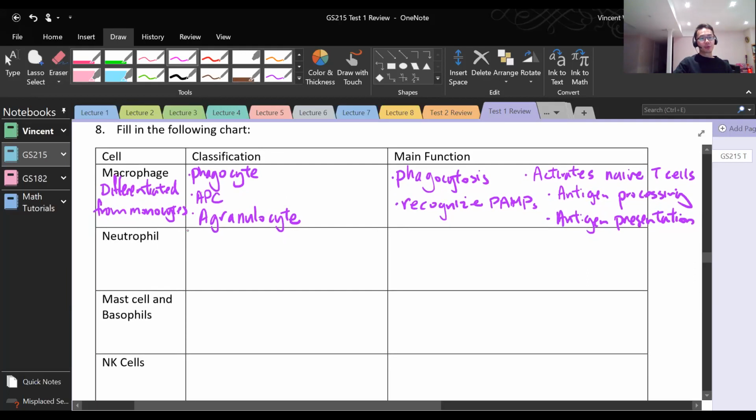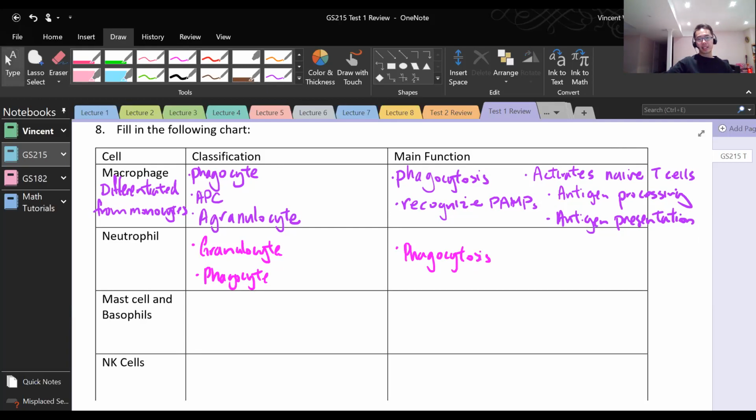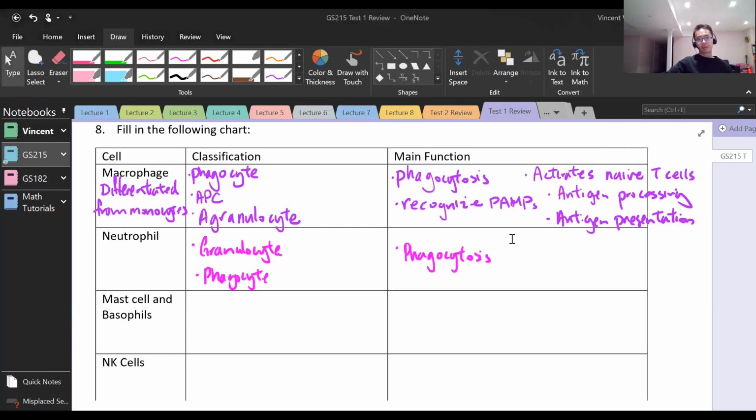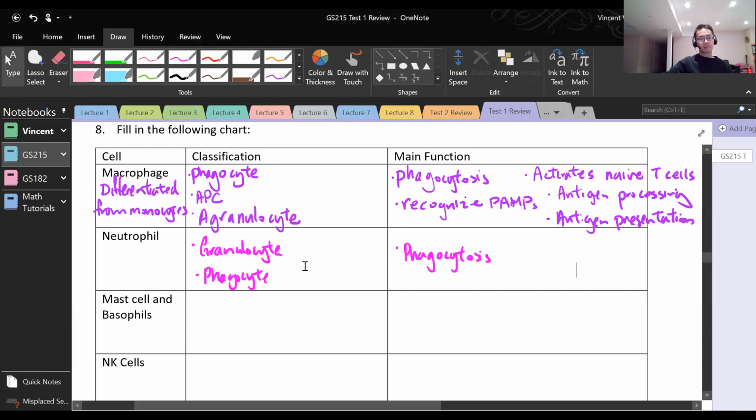Next, we have neutrophils. Neutrophils is a granulocyte. That means you can see their granules. It is also a phagocyte, the most abundant white blood cell. And what they do is phagocytosis. They just go around and they eat.